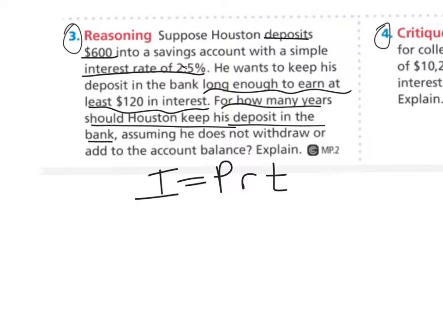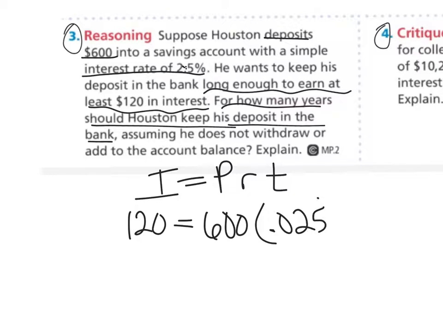So the interest is the $120 they're wanting to earn in interest. Principal is how much they're putting in the bank, which is $600. The interest rate, it was 2.5%. Move your decimal 2 spots to the left. So that'd be like 25 thousandths. And then the time, again, is what we're trying to find here.